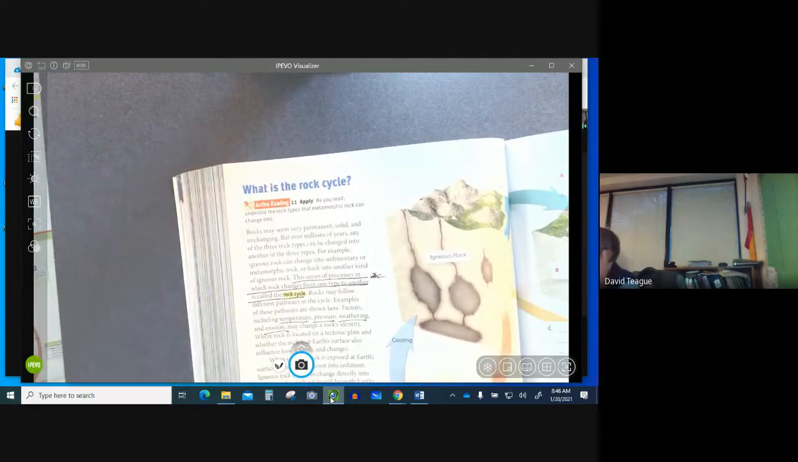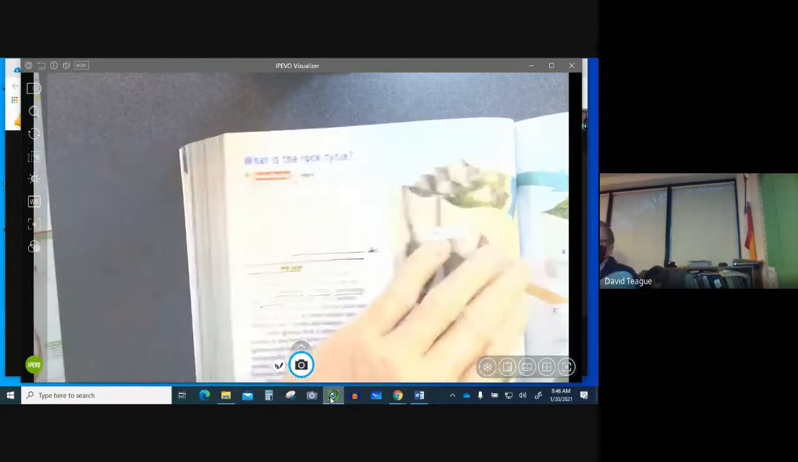Okay, so now we're talking about the rock cycle. We're actually going to talk about it and how it works. So I'm going to start at the top of the page.